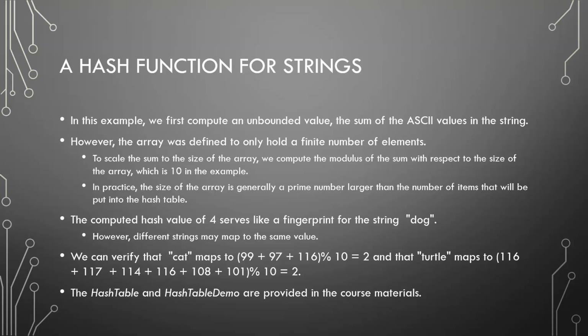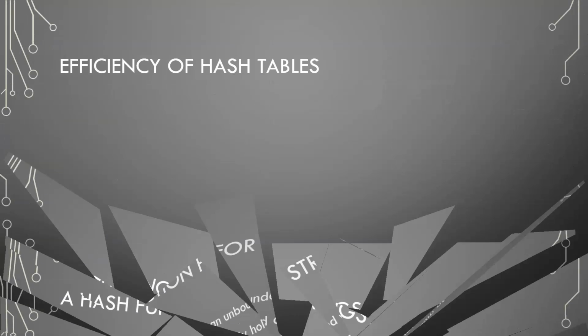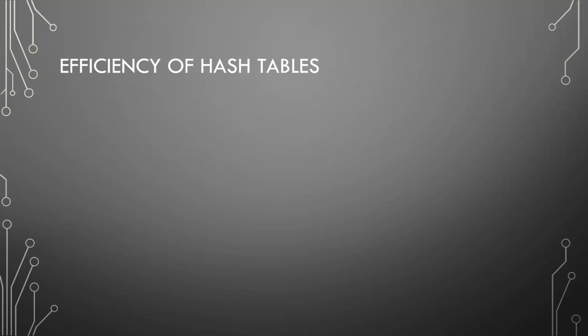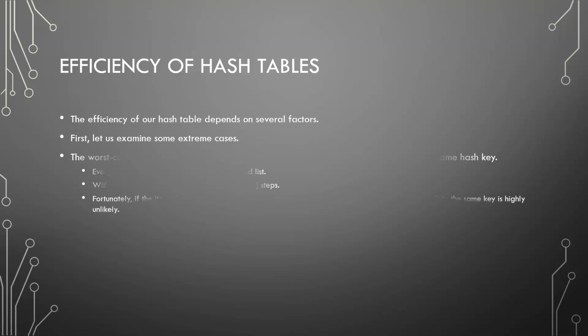Now, if we want to look at this from a coding perspective, because obviously this is really good for all the theory stuff, we actually have some code that we can look at here. But before we get to the code, and I'll show you that in just a minute, I want to talk about the efficiency of hash tables. Remember, we said that they can be a lot more efficient than just a linked list by itself. Well, the efficiency of the hash table ultimately depends upon several factors. First, let's just look at the extreme cases.